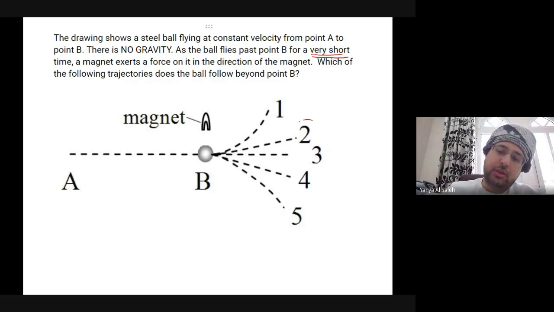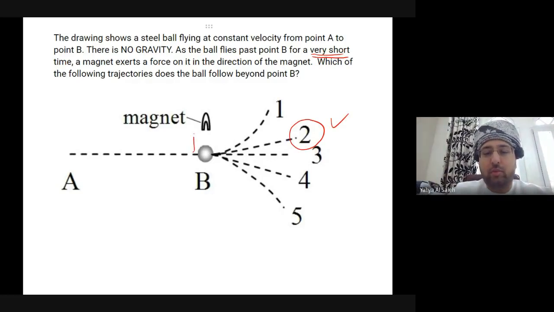Most of you said 2, and this is correct. Since there's a force upwards, this is wrong, and this is wrong. Since it's a very, very short amount of time, the force is going to be applied very briefly, so it's barely going to go up. So 2 is correct. If we did not say very short, if we said the ball flies past point B and the magnet is on at all times, then I would say 1 would have been a possibility.